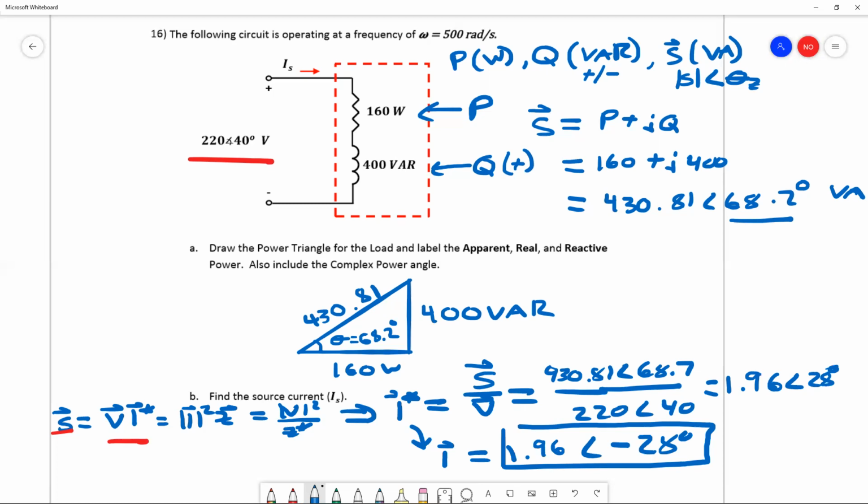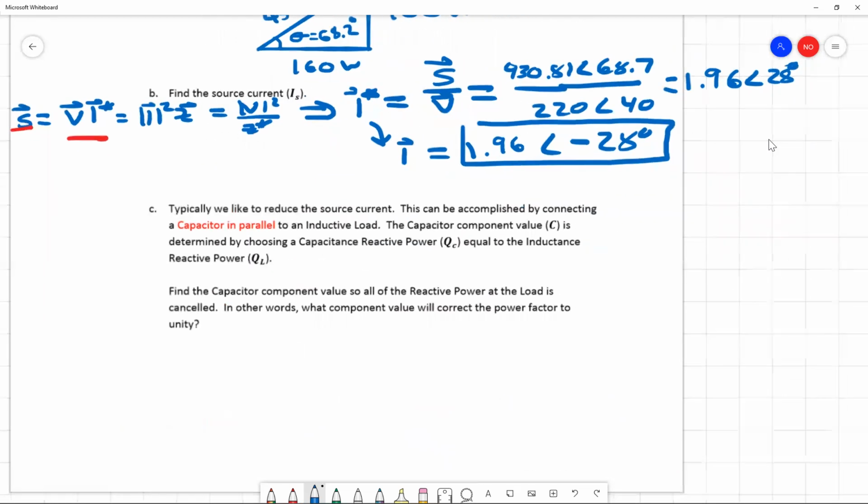Lastly, we need to do what we call a power factor correction. I'll read the problem. Typically, we reduce the source current. We can accomplish this by adding a capacitor in parallel to the load. The capacitor value is C, and it's determined by choosing a reactive power that will equal the inductive power. Find the capacitor component that will accomplish this.